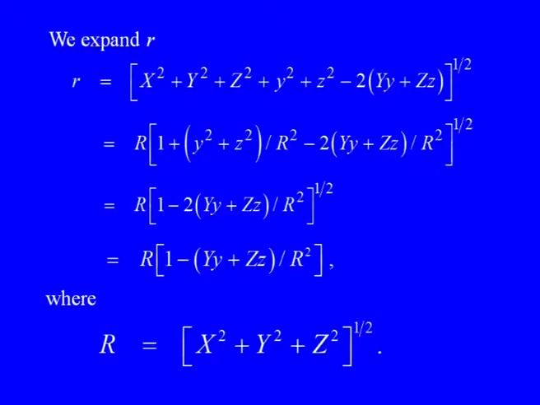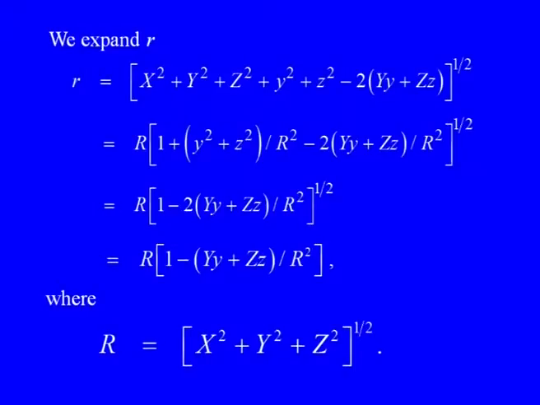However, in the phase term, we need to be a bit more careful. The reason is you have k into small r, k r appearing there, and k is pretty large, k is 2 pi by lambda, lambda is a small number. So, for the phase term, we expand the small r, write it as capital X square plus capital Y square plus capital Z square, then we have plus y square plus z square and minus twice capital Y small y plus capital Z small z, whole square root.